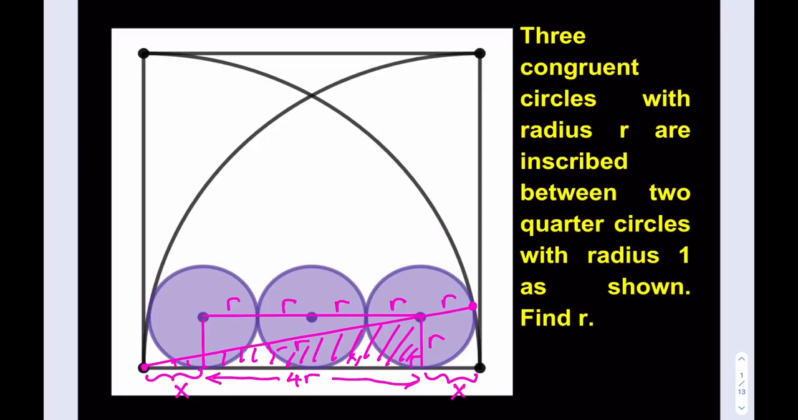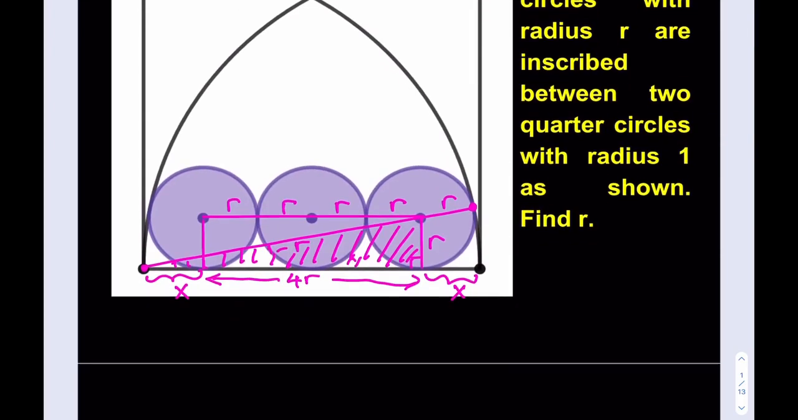How? Well, the sum of the lengths here is the radius of the quarter circle again, which is 1. Therefore, I have x plus 4r plus x equals 1. Beautiful. What's my goal? My goal is to find x in terms of r. So let's go ahead and proceed.